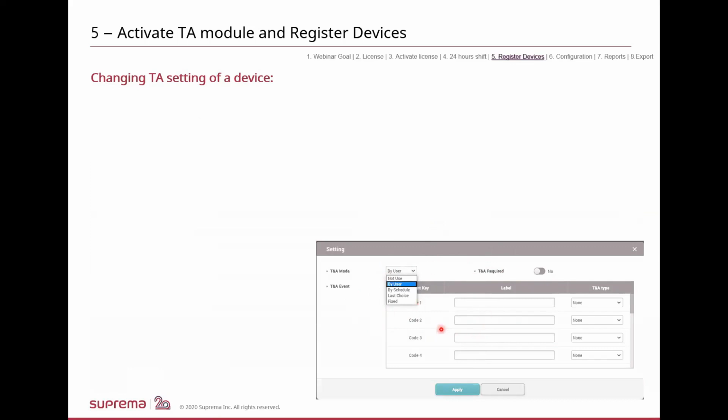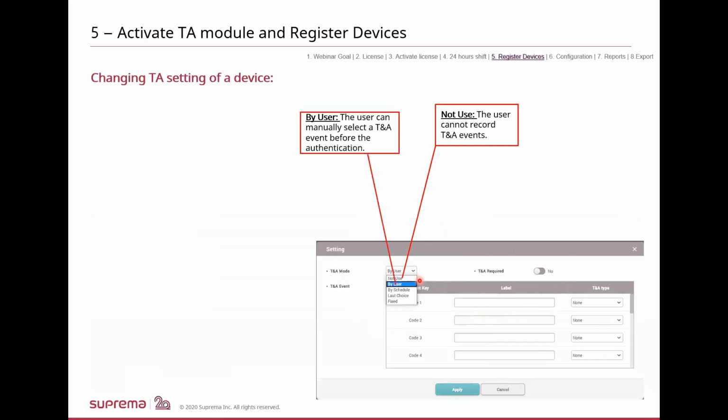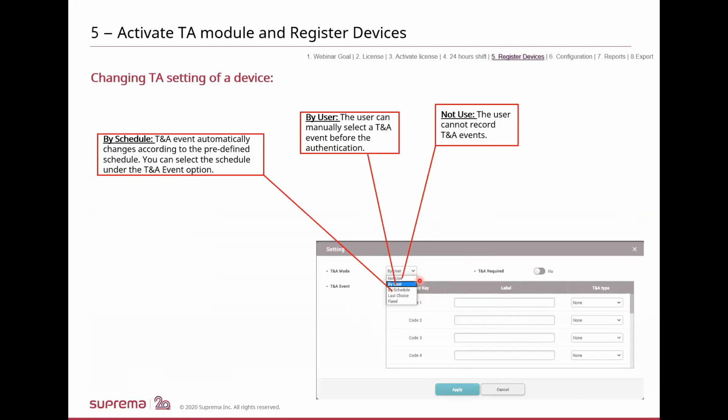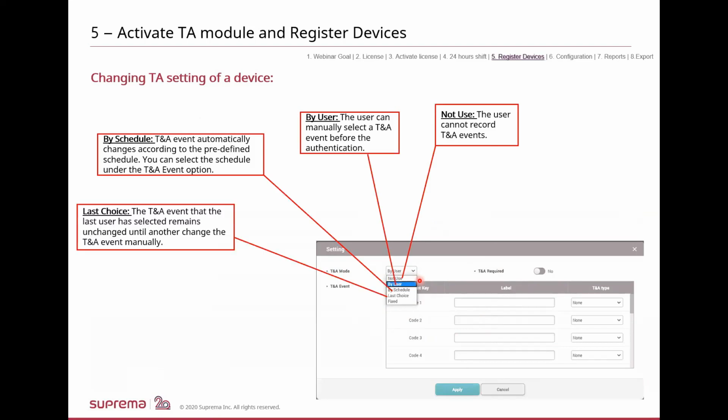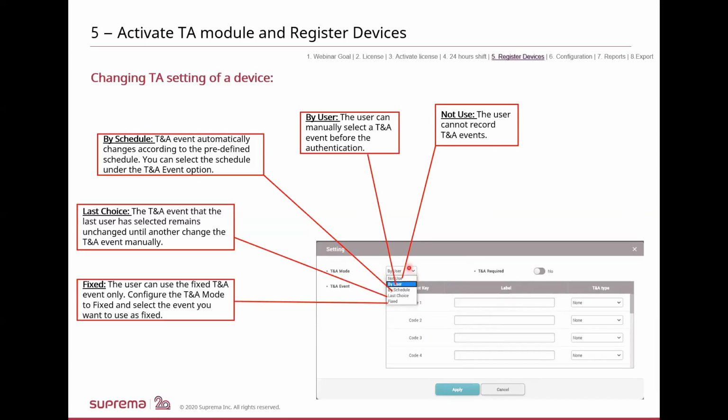So let's navigate quickly through it. You have a couple of options for the time attendance mode. The first is not used. So this means no recording of the transaction is going to be used for the time attendance report. There is by user, by schedule, last choice, and fixed. Those options are available in the devices which have buttons or touch screen, and it will be limited for the devices without touch button and screen.